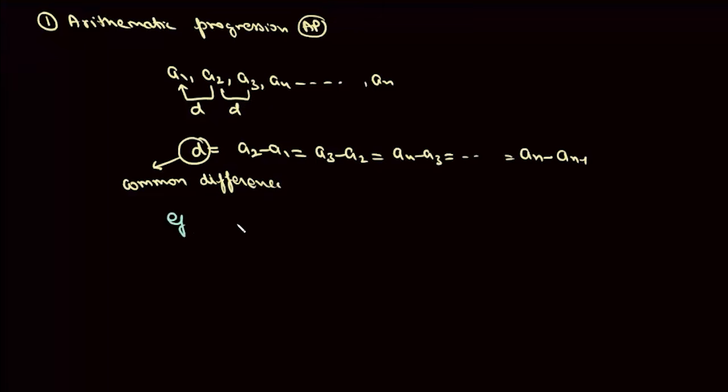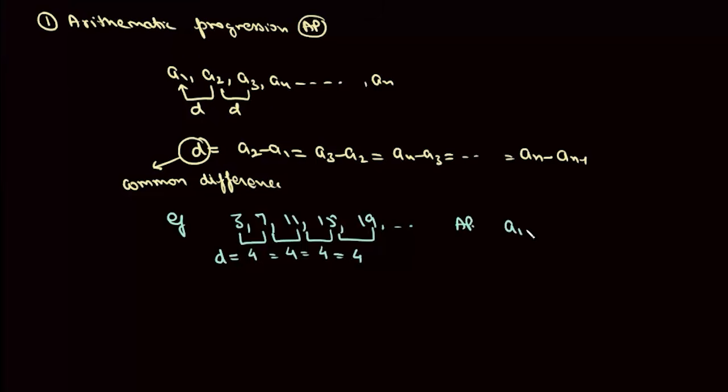Say for example, this sequence. Now 7 minus 3 is 4, 11 minus 7 is 4, 15 minus 11 is 4, 19 minus 15 is 4. So all the differences are the same, they're equal. So it is an arithmetic progression whose first term is 3 and whose common difference is 4.